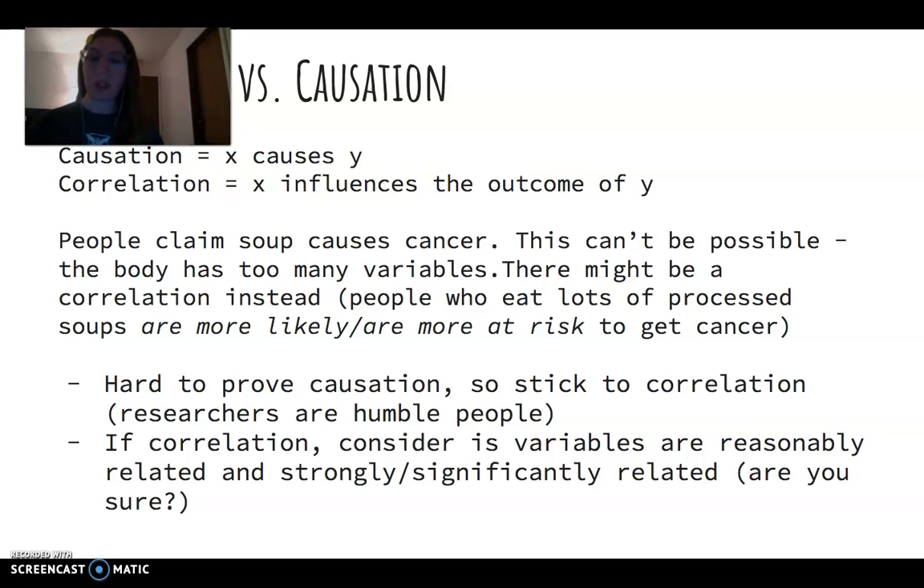Causation is extremely hard to prove in research, so most researchers avoid it and they stick just to correlation studies or suggested correlations. We're also very humble people, so we would only say causation if we had plenty of data. If we do find something is correlated, we also have to ask ourselves if it's reasonable or significant. So if you do research in the future, you probably will learn more advanced statistics to tackle this. But for now, we can just ask ourselves those questions. Is it reasonable? Is it significant?